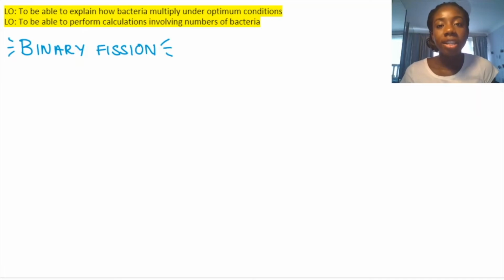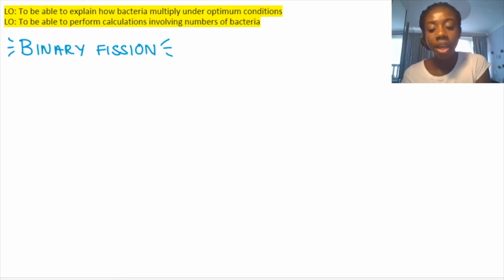Binary fission is the process through which bacteria carry out cell division. It's similar to mitosis, but it's a means of reproduction rather than growth or repair of cells. So with a good supply of nutrients and the optimum temperature, bacteria multiply by binary fission every 20 minutes. They split into two every 20 minutes.